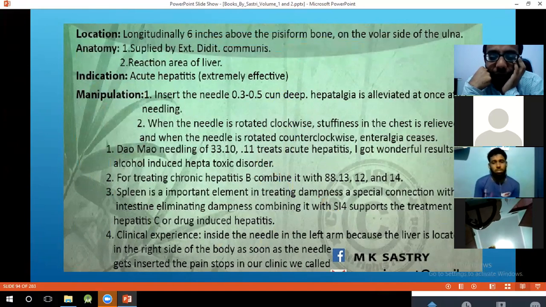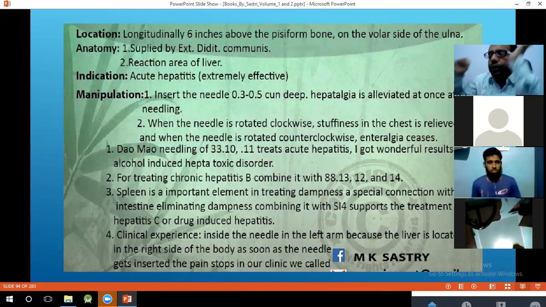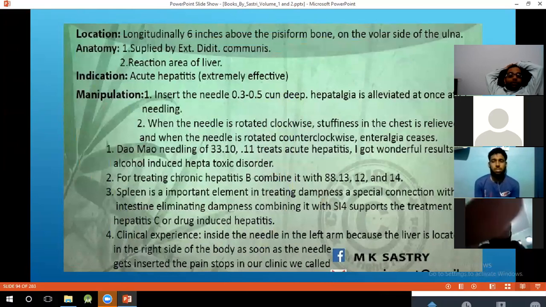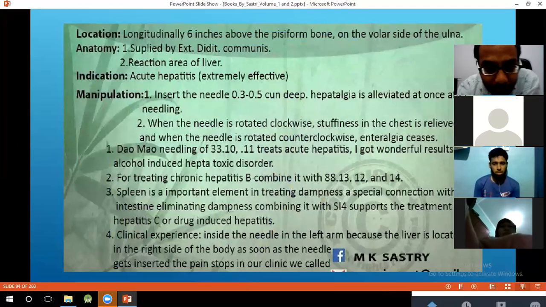Or drug-induced hepatitis. Whenever you see people suffering from epilepsy or clonic seizures, they have to be put on drugs like Tegretol and sodium valproate. These are hepatotoxic drugs, including steroids, corticosteroids. So whenever you work with corticosteroids, you have to give allopathic coverage frequently. If you see that SGPT and SGOT are high during that process, combine it with 33.10 and 88.12, 13, and 14, and you'll get good results very shortly. This really helps. The reaction area is liver, which we know very well.